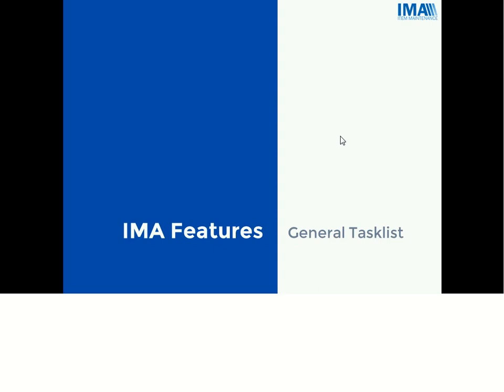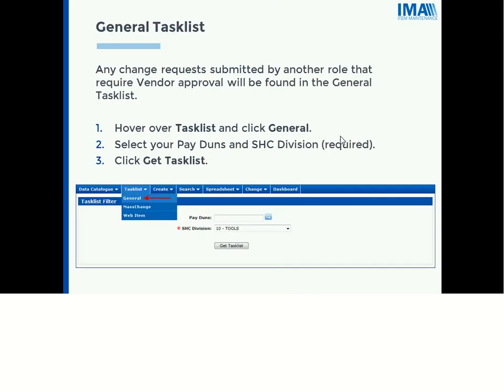Okay, so I'm going to move on to the general task list. You can access the general task list by hovering over task list and clicking general. Any change requests that are submitted by another role that require your approval will be found in this task list.